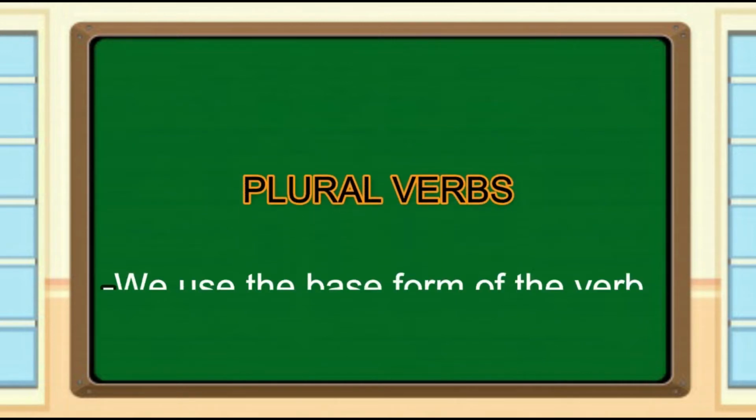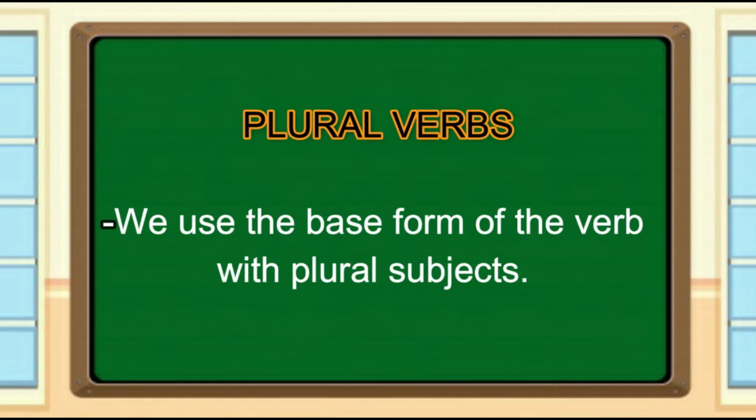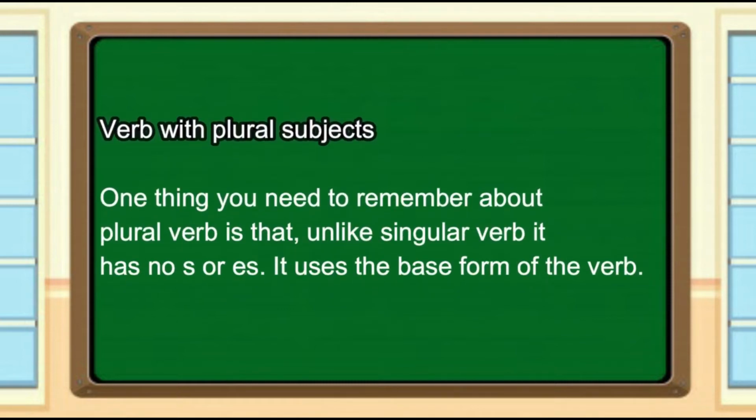Now, let's go to the plural verb. We use the base form of the verb with plural subjects. One thing you need to remember about plural verb is that, unlike singular verb, it has no S or ES. It uses the base form of the verb.